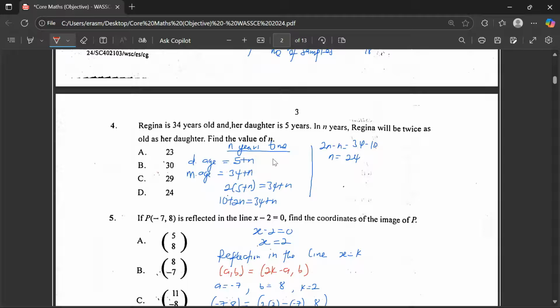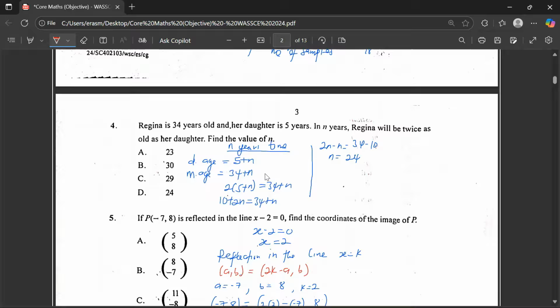Think about this. If you're 42 years old now, then in 10 years' time, what will be your age? That is 52, right? You added 10 to 42. So if Regina is 34 years old now, then in n years' time, her age is going to be 34 plus n, right? So that is exactly what we've written down here.